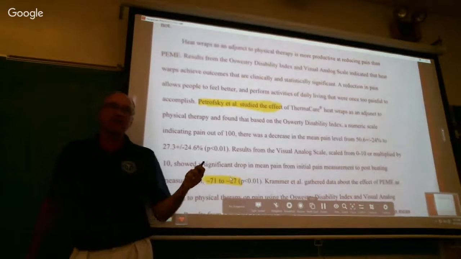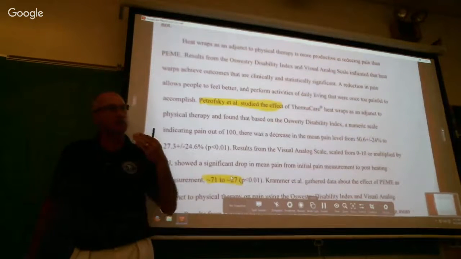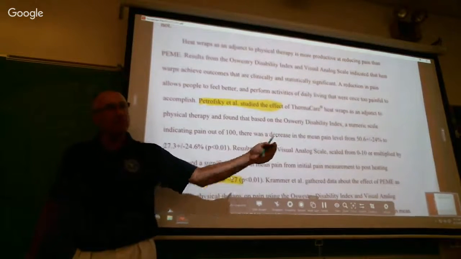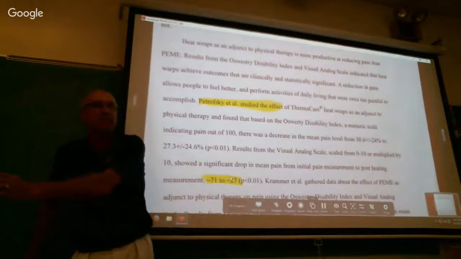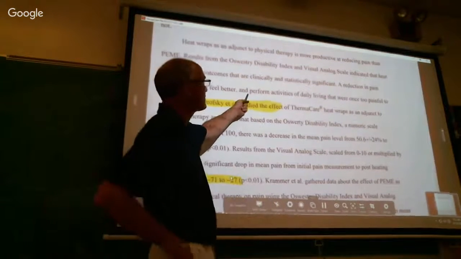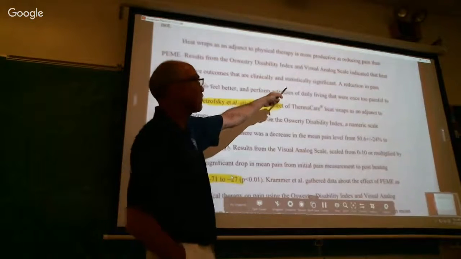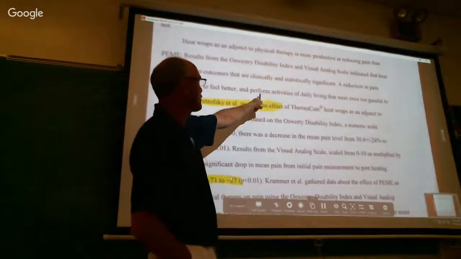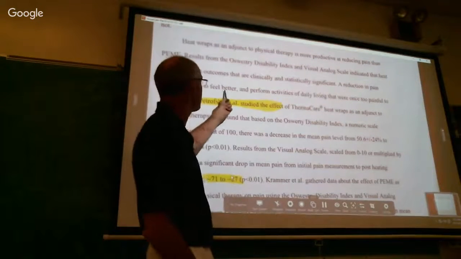The other one is if you have two independent clauses. In other words, you've got a complete sentence on one side of the coordinating conjunction, and you've got a complete sentence on the other side of the coordinating conjunction. In this case, he's got a complete sentence in front of the coordinating conjunction: with a reduction in pain allows people to feel better.